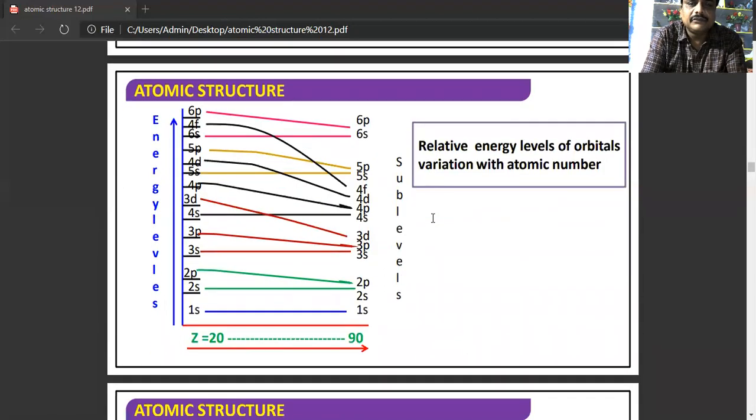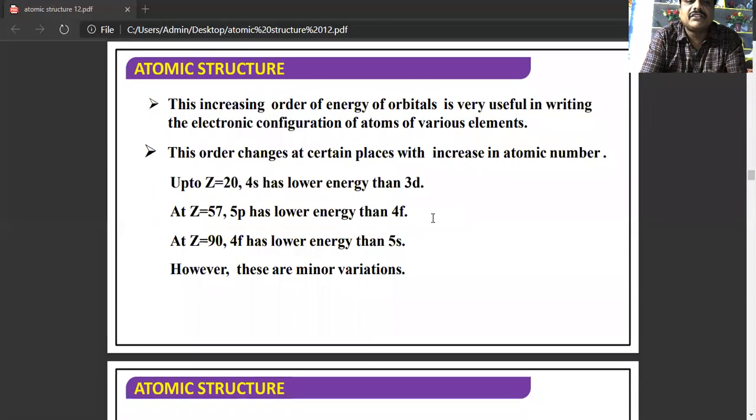So this is the diagram which explains the relative energies of orbitals and their variation with atomic number. This is the plotted graph between energy levels and atomic numbers, showing how the energy levels are organized in increasing order of energy of orbitals. It is useful in writing the electronic configuration of various elements.